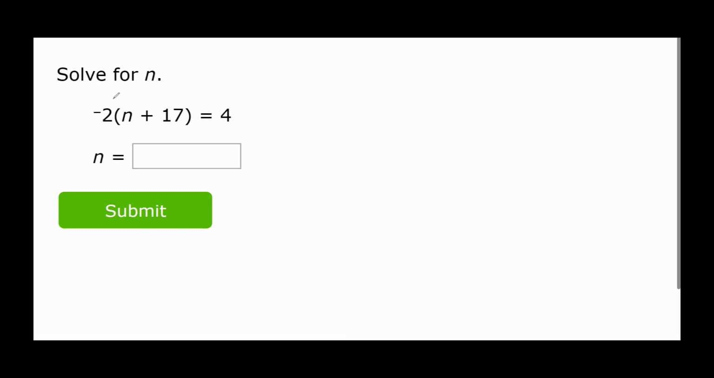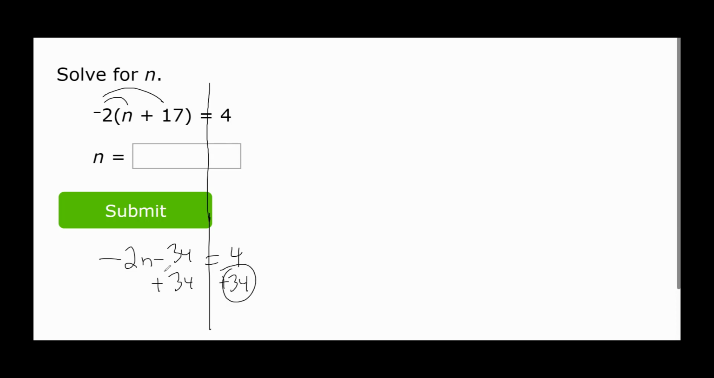All right, so with this level 2, you're going to distribute. So you draw the little arcs to indicate that you're multiplying. I'm going to continue here so that there's less clutter. So we have negative 2n minus 34 equals positive 4. And then you add 34.